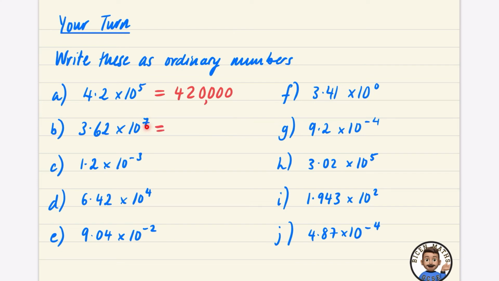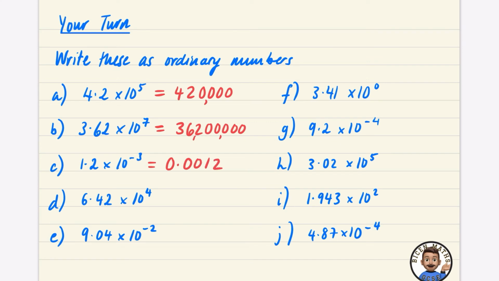This one is going to be 7 jumps. It's a big number, so the jumps are going to be going to the right. 2 of those jumps are going to go over the 6 and the 2, meaning there are 5 more jumps, because 2 jumps, 3, 4, 5, 6, 7 jumps to refer to this. So we have 36,200,000.